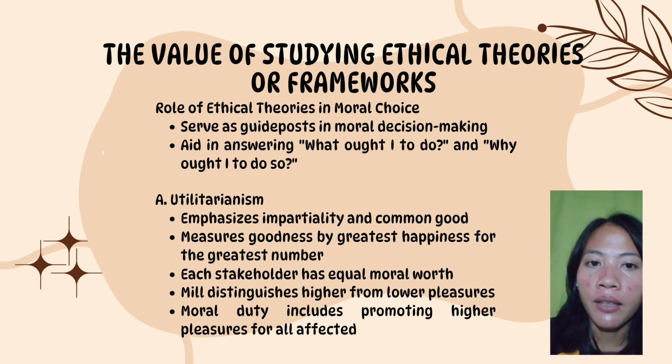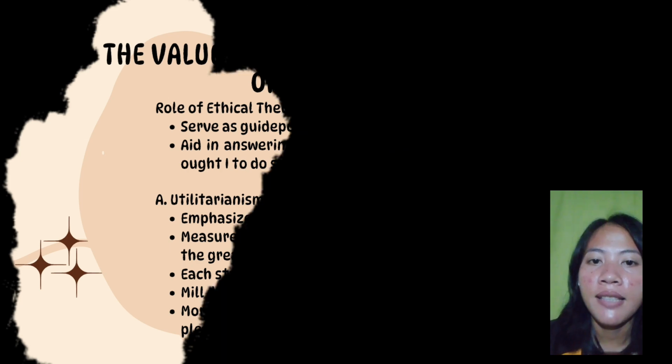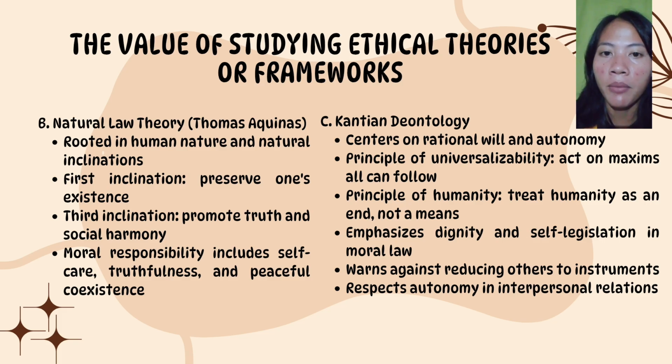First theory is utilitarianism. It emphasizes impartiality and the common good, and measures goodness by the greatest happiness for the greatest number. Each stakeholder has equal moral worth. Second is natural law theory by Thomas Aquinas, rooted in human nature and natural inclinations. The first inclination preserves one's existence. The third inclination promotes truth and social harmony. Moral responsibility includes self-care, truthfulness, and peaceful coexistence.